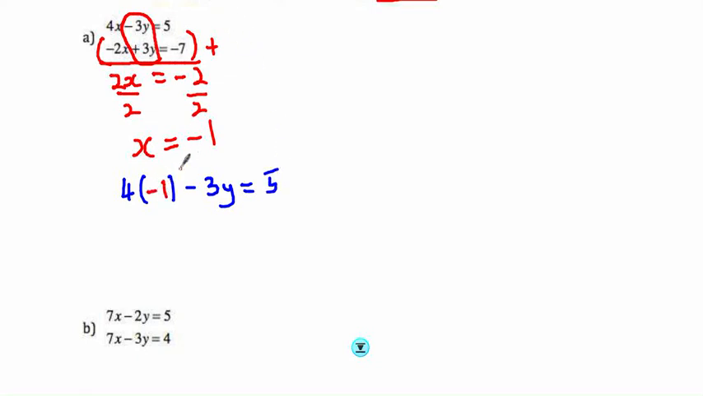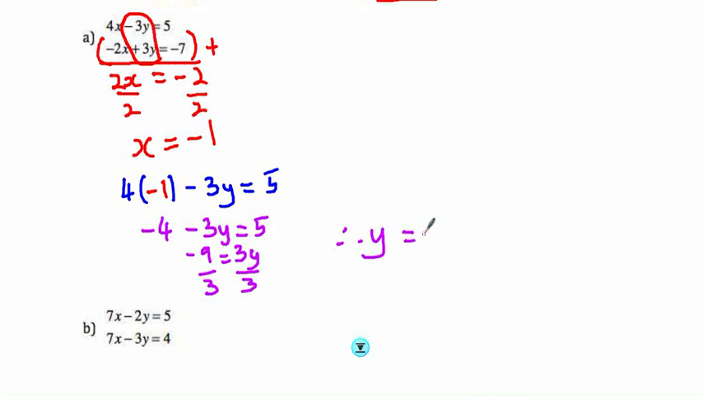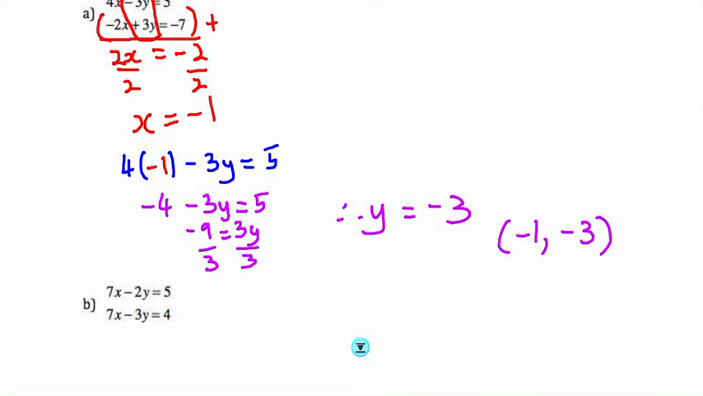We substitute in the x value that we found, and then we will go about solving for y. And so we have minus 9 is equal to 3y, divide both sides by 3, and y is equal to minus 3. And so again, writing that as an ordered pair, minus 1, minus 3 is our solution.